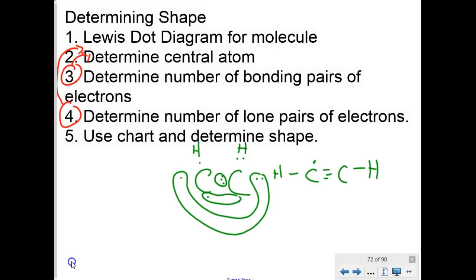Sometimes the table isn't going to be perfect because you're going to have molecules that have triple or double bonds in there.